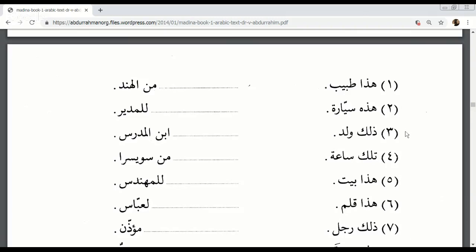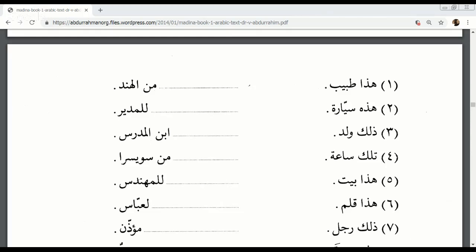Next one. ذلك ولد. So ذلك الولد ابن المدرس. Okay. Meaning? This boy is the teacher's son. So ذلك, what does ذلك mean? This, yeah? That. That boy is the teacher's son. Yes, so ذلك الولد ابن المدرس. That's right. Exactly. Okay. And then the rest of this exercise can be done for homework.